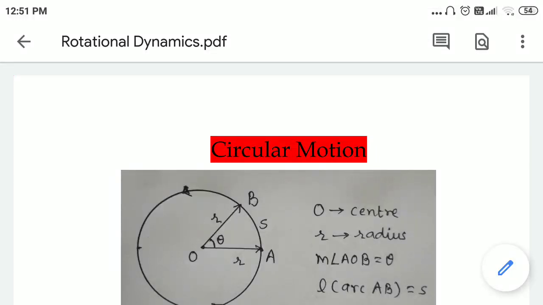Hello students, we are going to start with rotational dynamics.